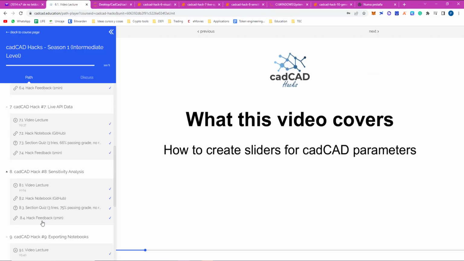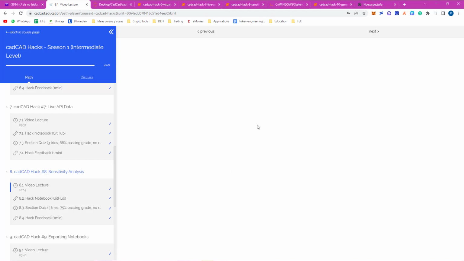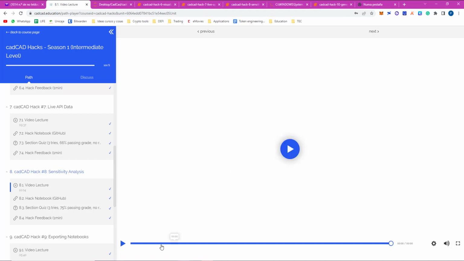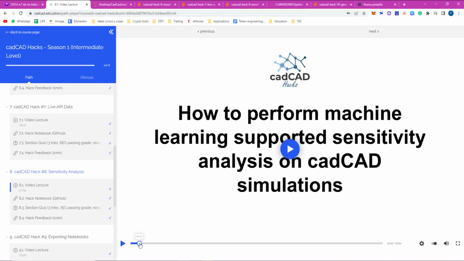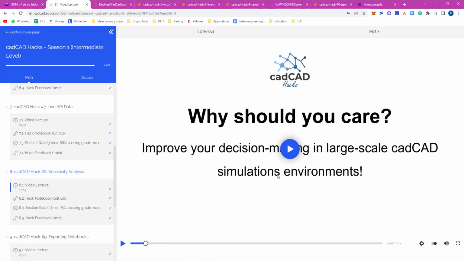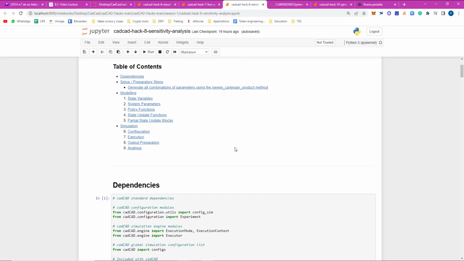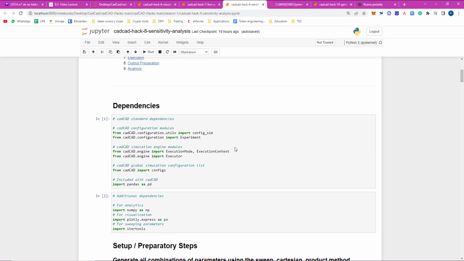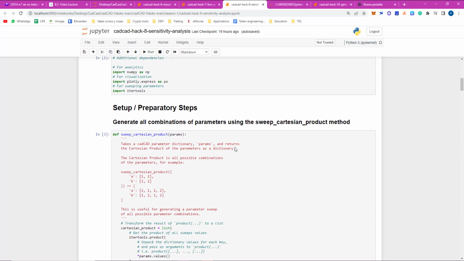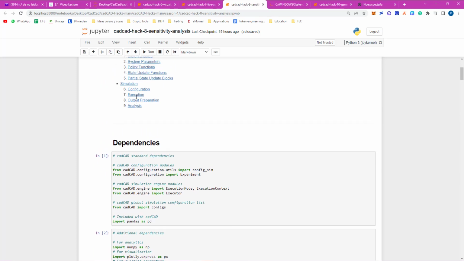Number 8 is sensitivity analysis. Actually, this is pretty useful. I've seen a couple of videos in which they use it. It's not very complicated. In the video, they tell you a little bit about the use cases and how to perform it, because it improves your decision making. It allows you to observe which parameters are important for your results and what is relevant in your results.